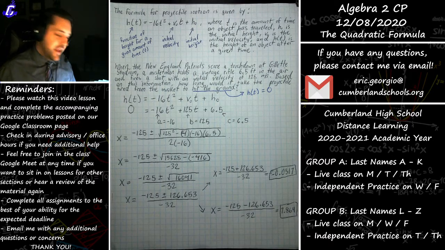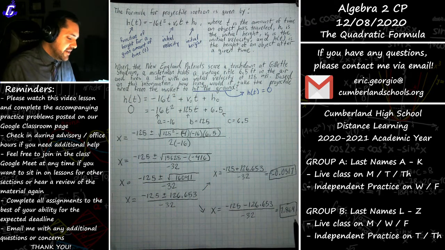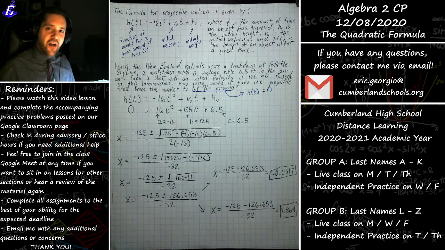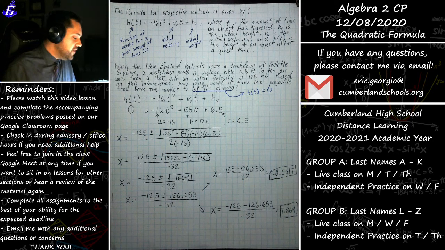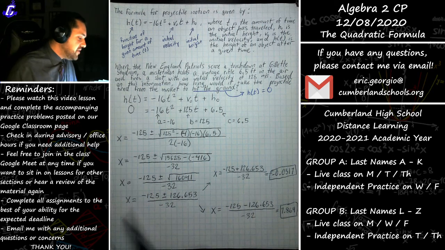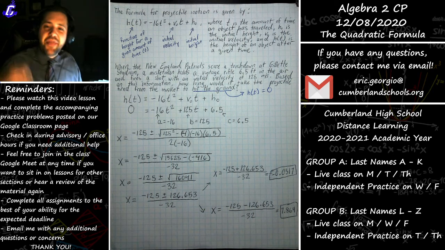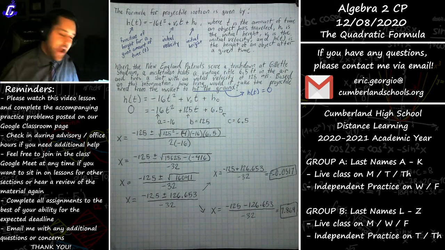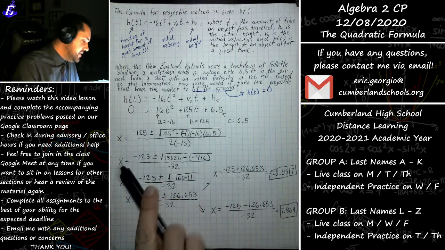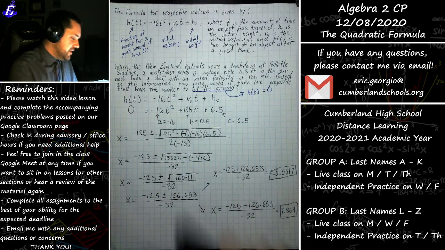Now, the question I have for you is, which of these makes sense as a solution? Do they both make sense? Does one make sense and the other not make sense? Or do neither of them make sense? Hopefully realizing that this represents the amount of time that it would take to hit the ground. And really, these should be t's, not x's. T equals, right? Because our variable is t.